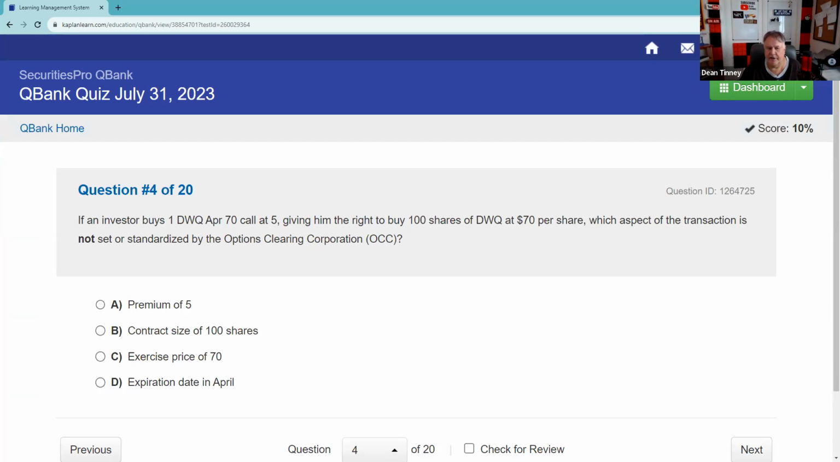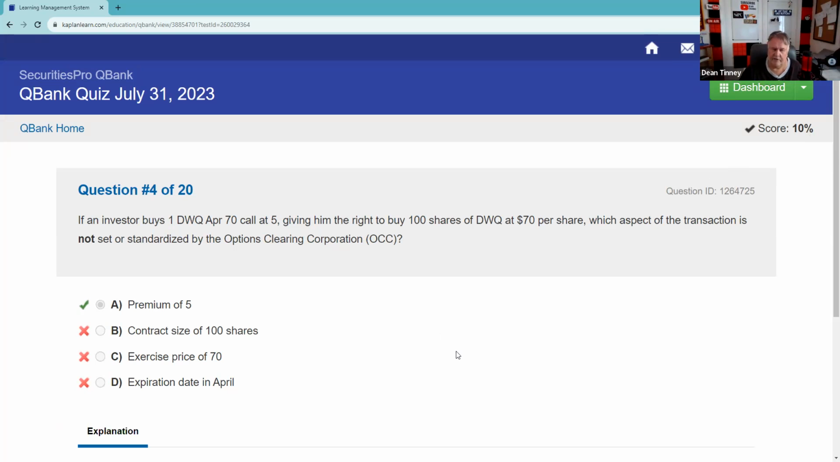Which aspect of the transaction is not standardized? OCC is the issuer and guarantor of options, and they are standardized, which makes it easier for people to play. And so here they're asking us what part of this is not part of what we call the option description. Which would be a premium of 5. Excellent. Right. That's set by supply and demand. Has two components, the intrinsic value plus the time value. Excellent. I would definitely know the OCC is the issuer and guarantor of all options. I would know they're the ones who publish that OCC disclosure document.